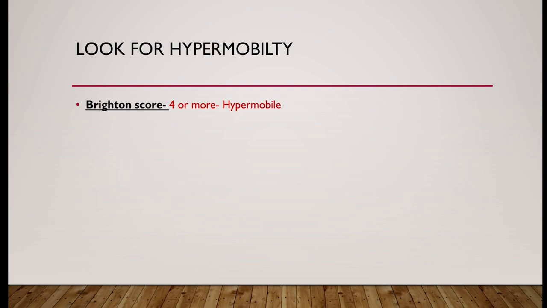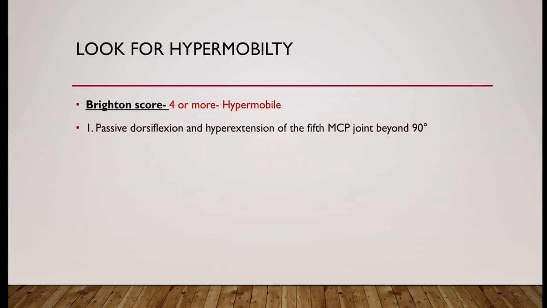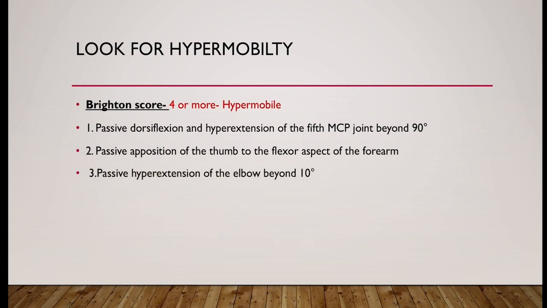If the Brighton score is 4 or more, consider the patient hypermobile. How is it scored? First, passive dorsiflexion and hyperextension of fifth metacarpophalangeal joints beyond 90 degrees gives 1 point each side. Passive apposition of thumb to flexor aspect of the forearm gives 1 point on each side.